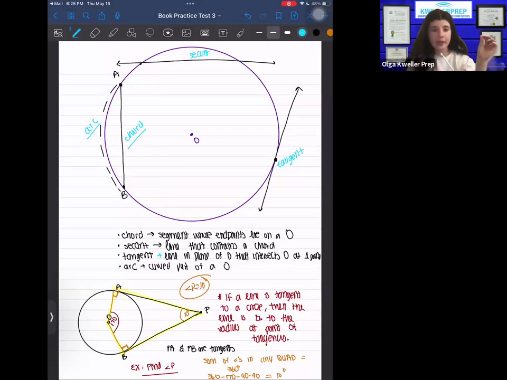A chord is a segment. Tangent intersects only at one point, and an arc is that curved part of the circle that all of these things can form. In total, we have to know that the total degree in a circle is 360.